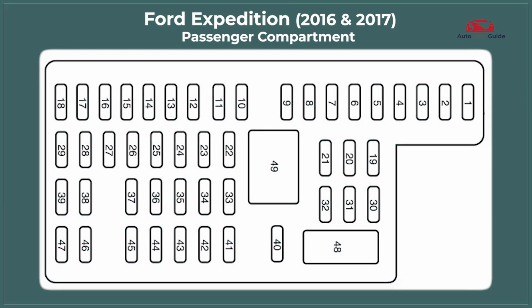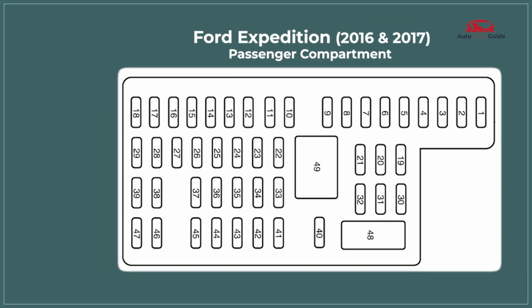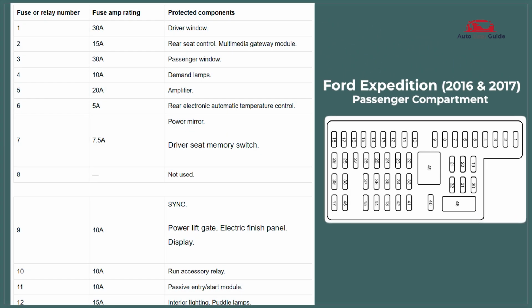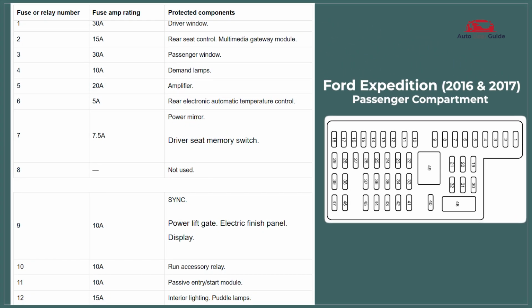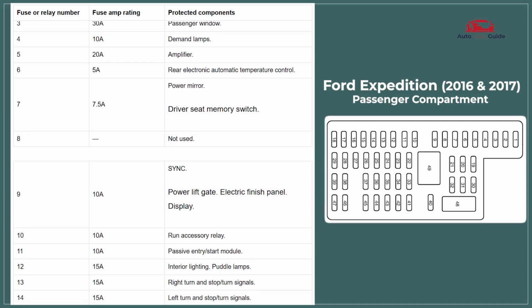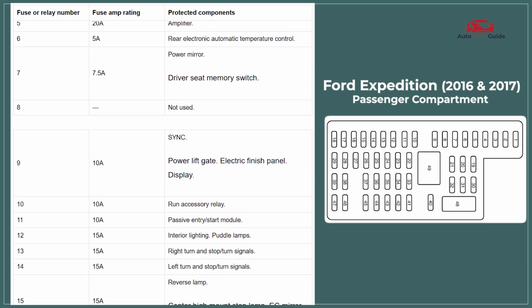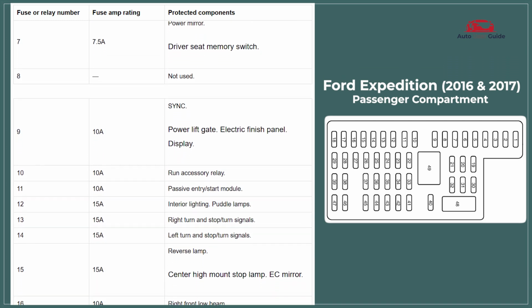The passenger compartment fuse box in the 2016 and 2017 Ford Expedition supports and protects circuits for interior electronics like power seats, lighting, sync system, and security features.